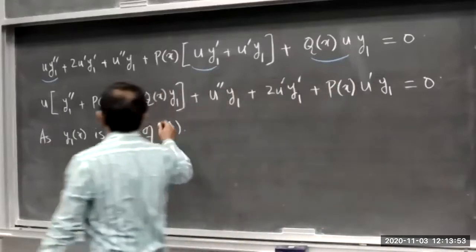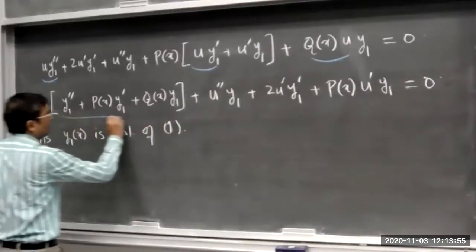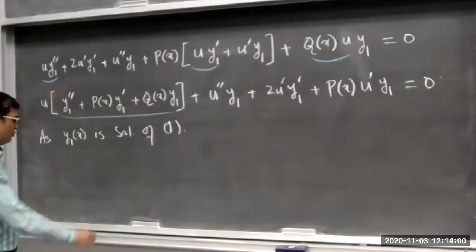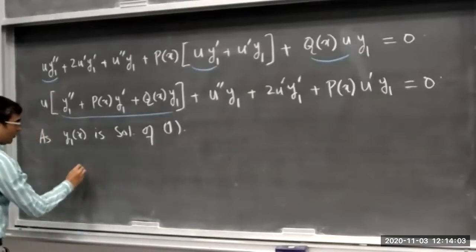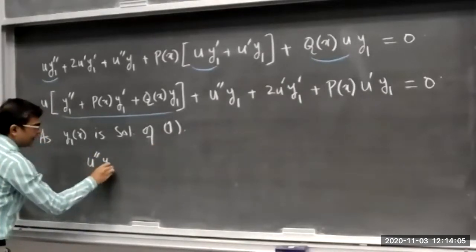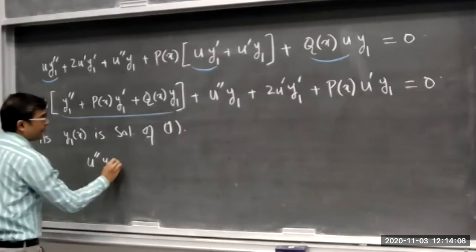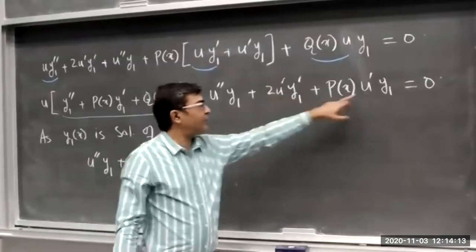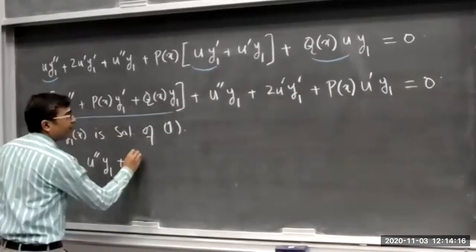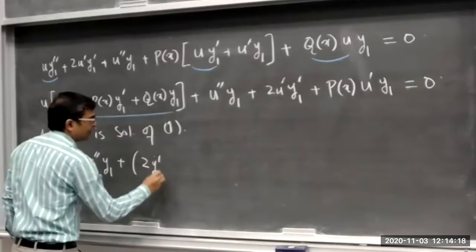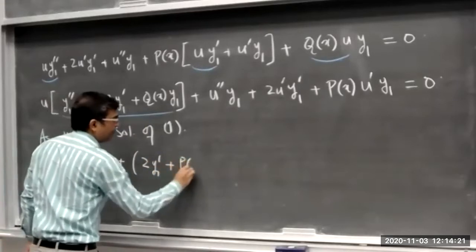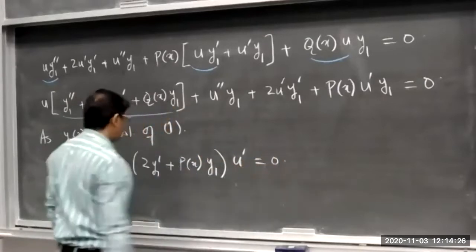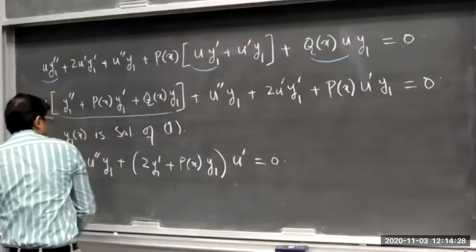So this whole term will become 0 because this y1 is a solution of 1. So this will be equal to 0. What we are left with is u double dash y1 plus, we can take u dash common from these two terms, so we can write here 2y1 dash plus p of x y1 times u dash equal to 0. Now this is our equation number 3.